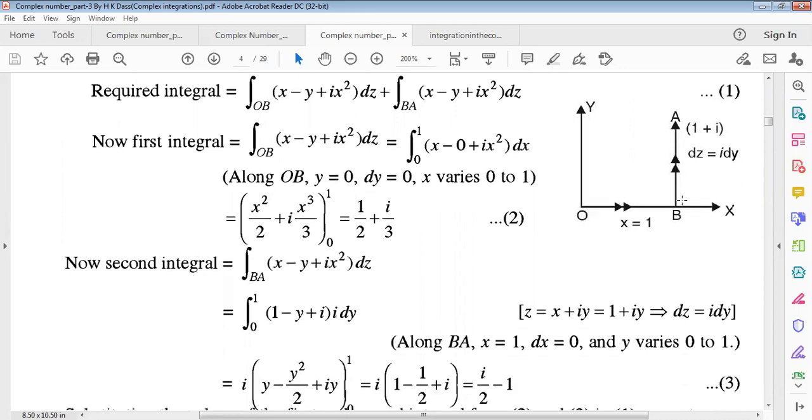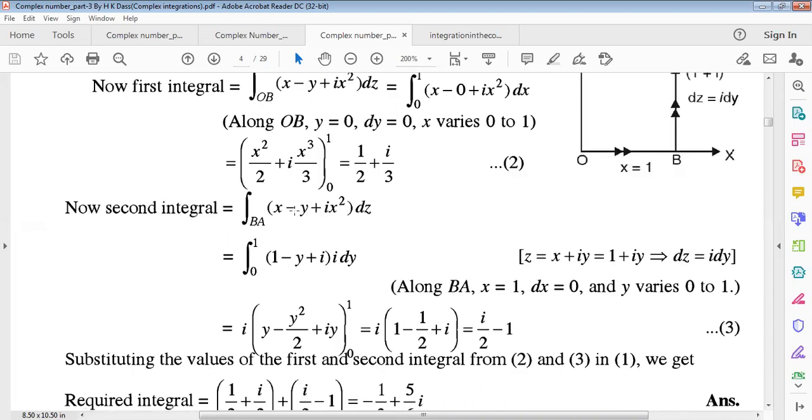Now the second integral will be along BA, along the imaginary axis. So along the imaginary axis, z equals x plus iy, and x equals 1. So dz equals i dy only. Along BA, x equals 1 and dx equals 0 on differentiation. And y varies from 0 to 1, so the limit will be 0 to 1. Remember, x equals 1. Then we get the integration with respect to y.